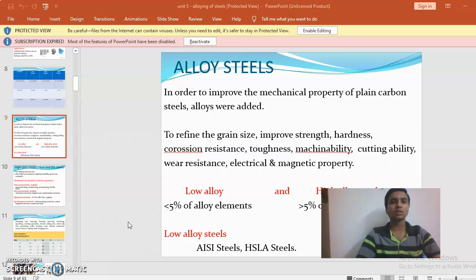So all of these are included in alloy steels. Low alloy steels have less than 5 percent of alloying elements, whereas high alloy steels have greater than 5 percent of alloying elements. Low alloy steels include AISI steels and HSLA steels. AISI stands for American Iron and Steel Institute steels, and HSLA for High Strength Low Alloy steels. These come under low alloy steels.